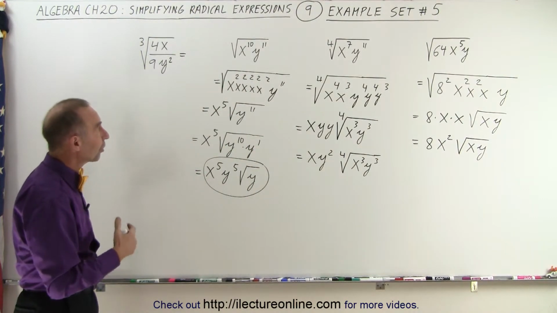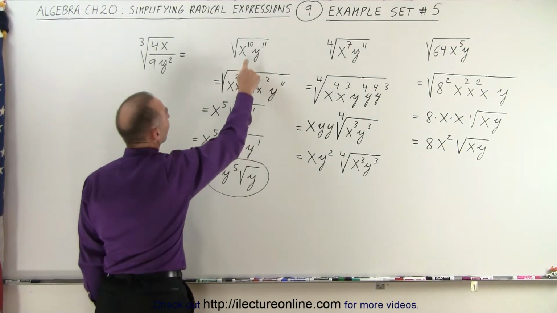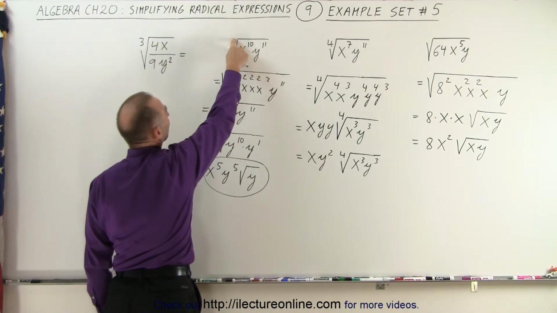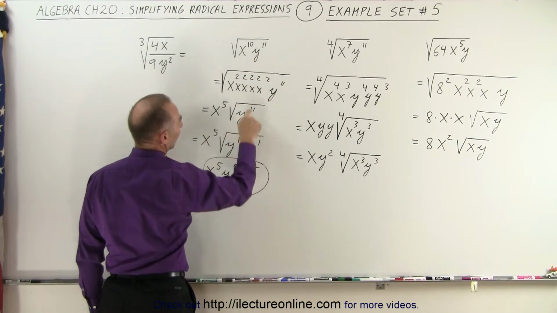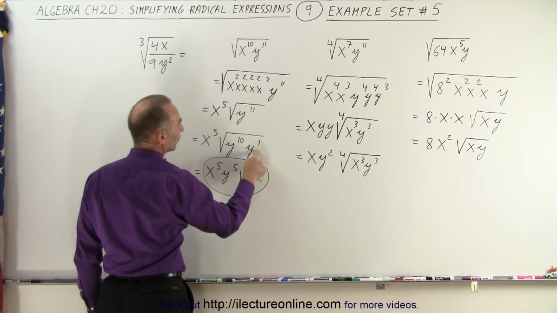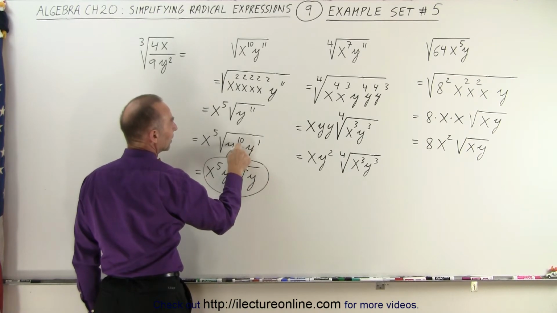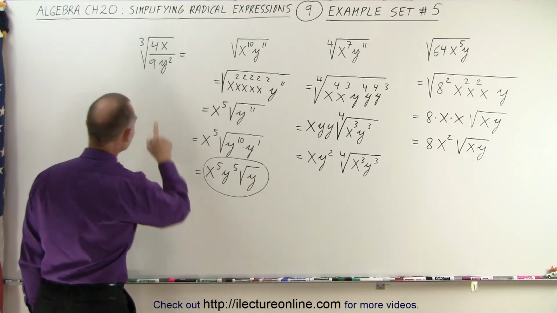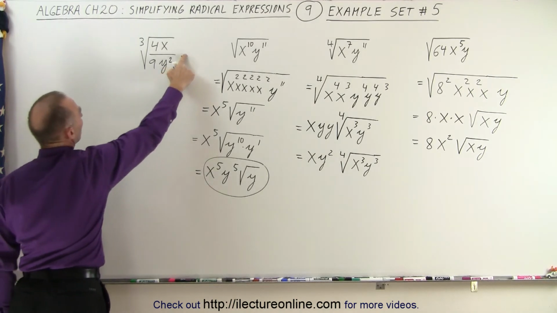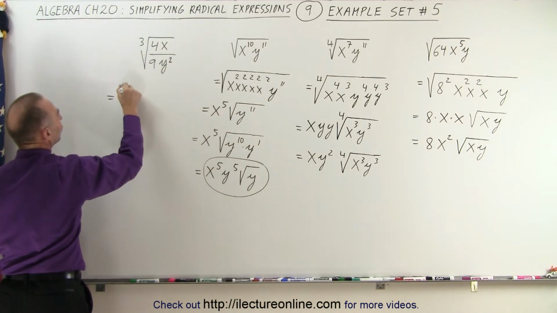And after a while, you can start seeing the pattern. So you have 10 divided by the root gives you x to the 5th. Y to the 11th we can write as y to the 10th times y to the first. So y to the 10th, you take 10 divided by the root, which is 2, and you get y to the 5th.